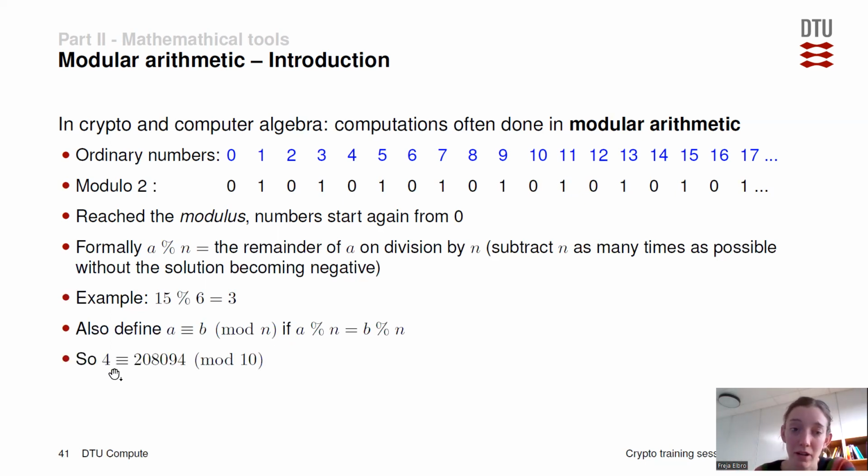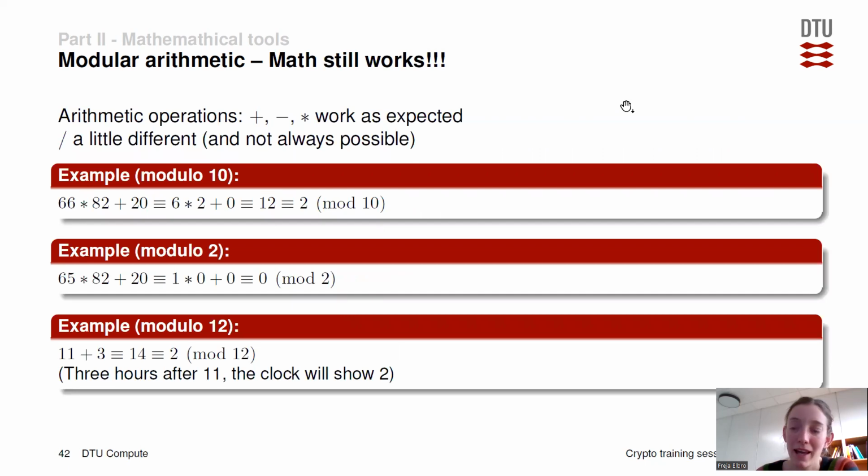So for example, if I'm thinking about the numbers modulo 10, remember, modulo 10 I'm just interested in the last digit of the number. So modulo 10, I would say that 4 is congruent to 208,094. So far we've thrown away some of this order, and that's of course nice because now we're moving towards something that can be useful for crypto.